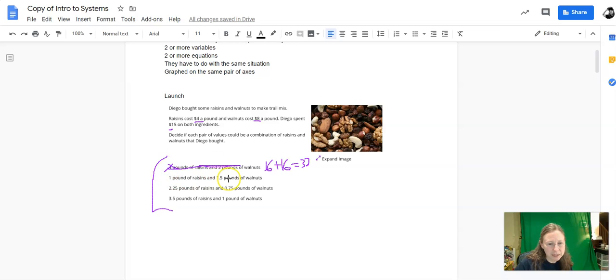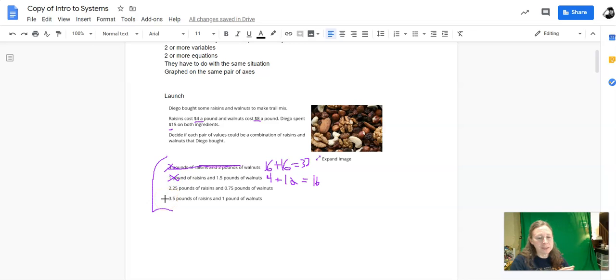1 pound of raisins and 1.5 pounds of walnuts. 1 pound of raisins times $4 a pound is 4. And then 1.5 pounds of walnuts at $8 a pound is, let's see, 12. So if we put those together, ooh, it's close, but it is not 15. That is 16. So this one doesn't match.